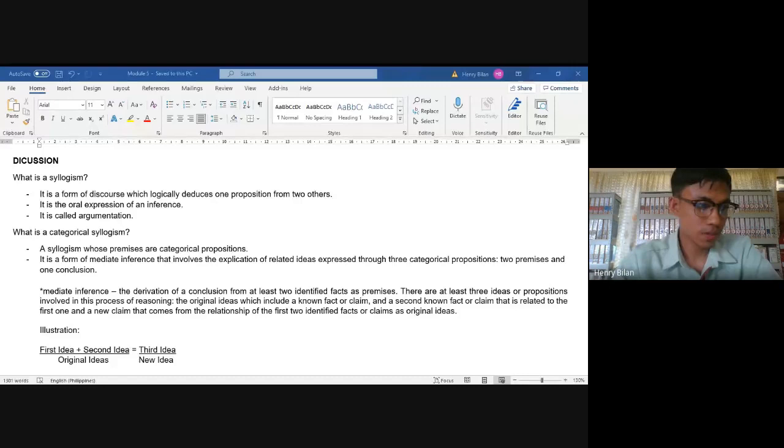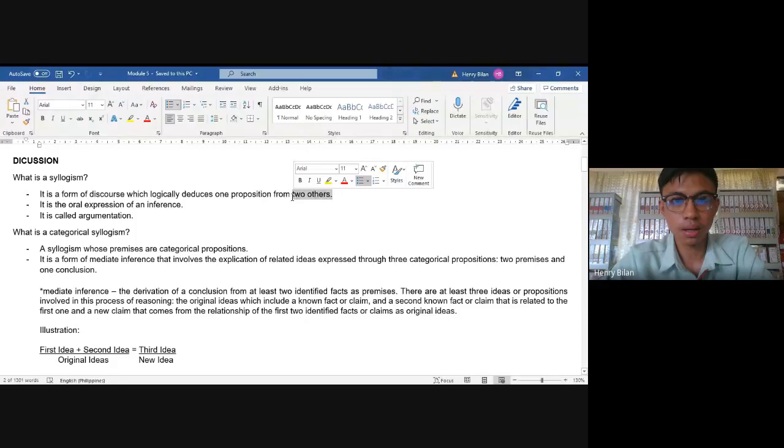So we have to understand what a syllogism is. So basically, a syllogism is composed of three propositions. Tatlong proposition. Kaya nakalagay dito, there is one proposition which is deduced from two others. Kaya dalawa. So, 2 plus 1, 3 propositions. Okay? So, yung one proposition na ito, ito yung conclusion na tinatawag. At yung two others na sinasabi dito ay yung dalawang premises.